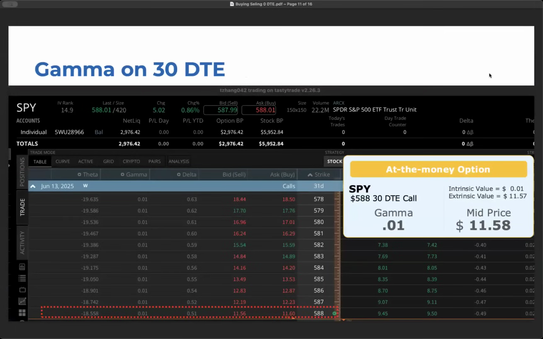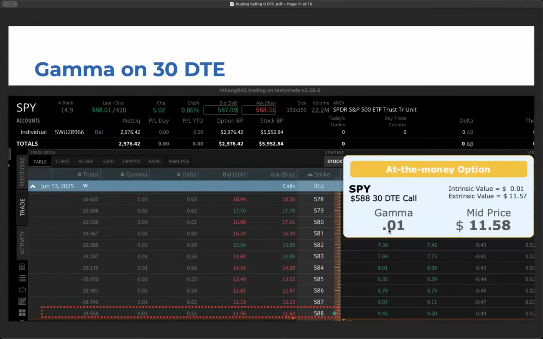So let's take a look at gamma first on a 30-day option. Same example as before, we're looking at SPY, which was trading at 588. We're looking at buying, let's say, the 30-day at the money 588 strike call option on SPY. And you can see before we were saying that the mid price on that is $11.58 with 1 cent in intrinsic value, $11.57 of extrinsic value.